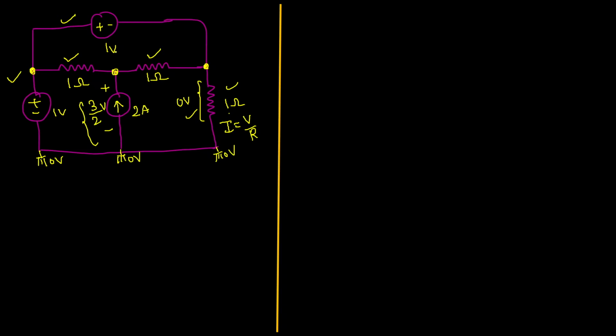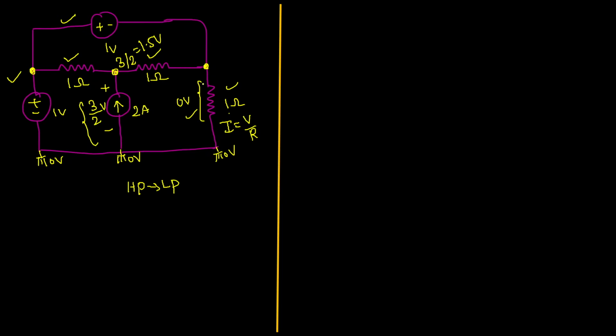Listen, you know the voltage at this node is 3 by 2, or I can say 1.5 voltage. Am I right? Yes sir. So basically what you want to know is current always flows from higher potential point to lower potential point. This basic knowledge is required here.